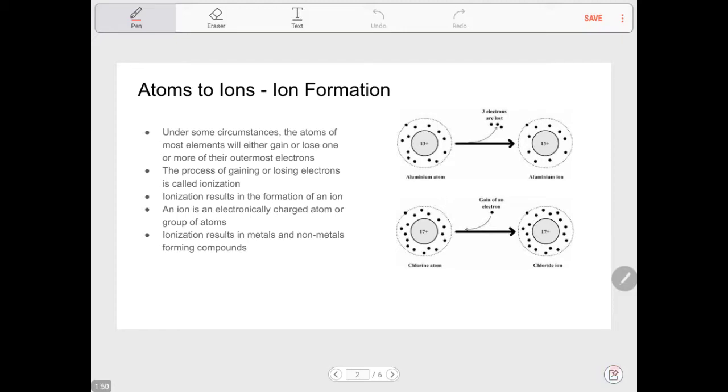So, atoms to ions, ion formation. Under some circumstances, atoms of most elements will either gain or lose one of their outermost electrons. If you remember, when we look at the model of an atom, we have a nucleus, and then we have electrons that go around on the outside, and we have 3 levels. I don't want to get into this too much because that's the next video, but we're talking about electrons that exist in this outer level. Sometimes we're either going to lose some in that level or gain some in that level.